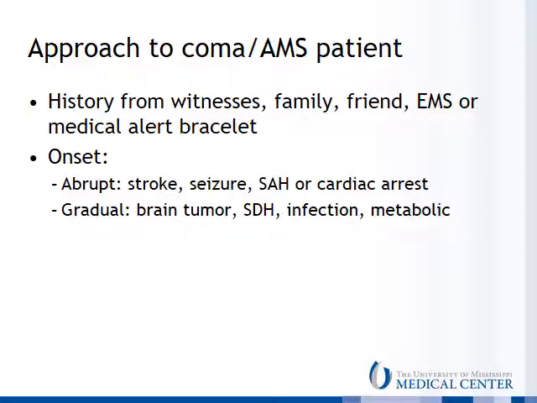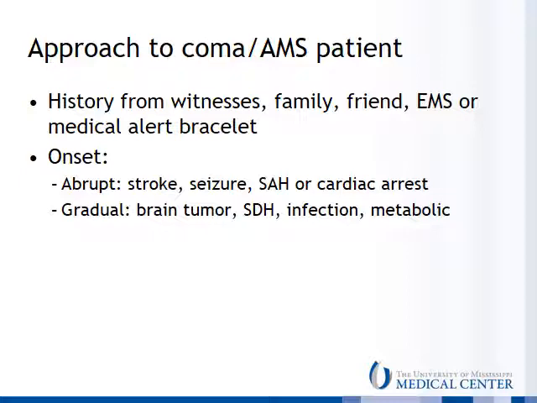It is very important to have a detailed history in a patient with altered mental status or coma, but ironically, it is really hard to get a proper history from a patient who is in coma or has an altered mental status. So most of the time, the history will be collected from witnesses or bystanders, family members, friends, paramedics, or a medical alert bracelet to determine the etiology of altered mental status or coma.